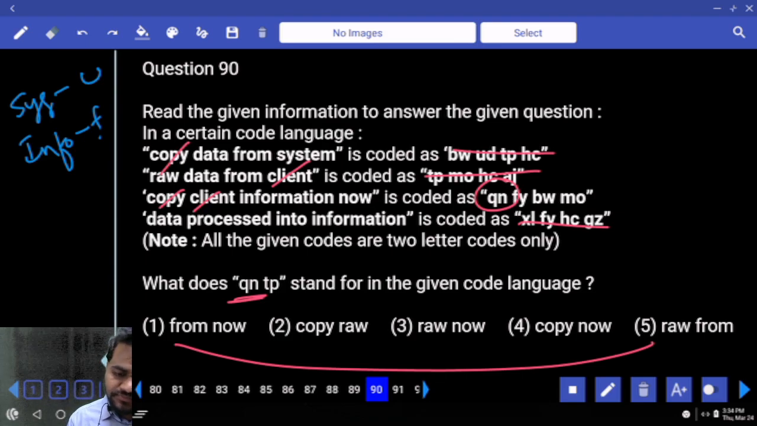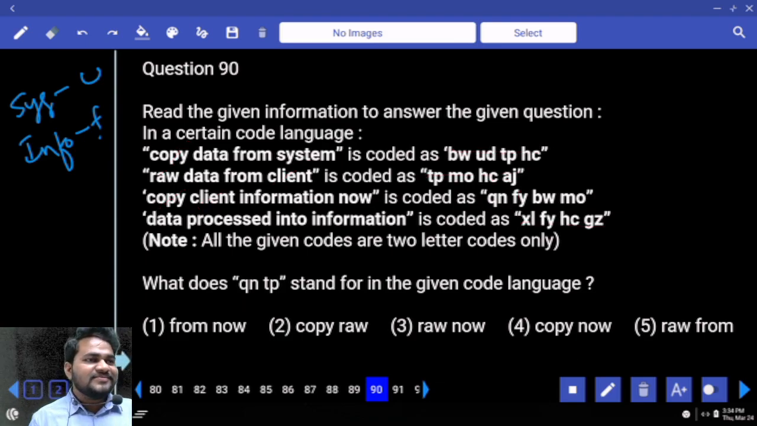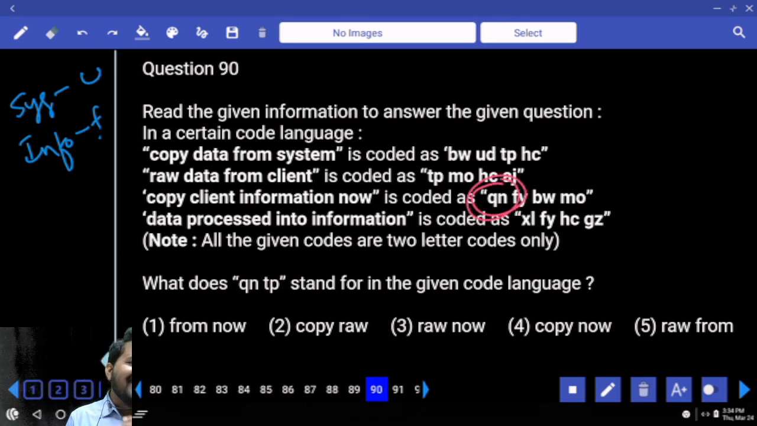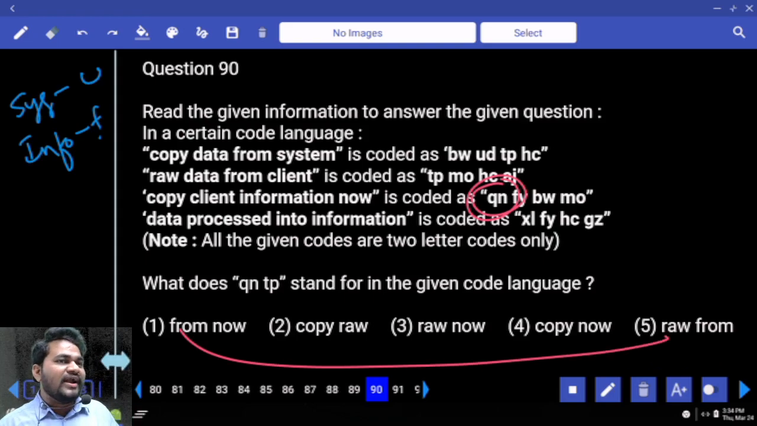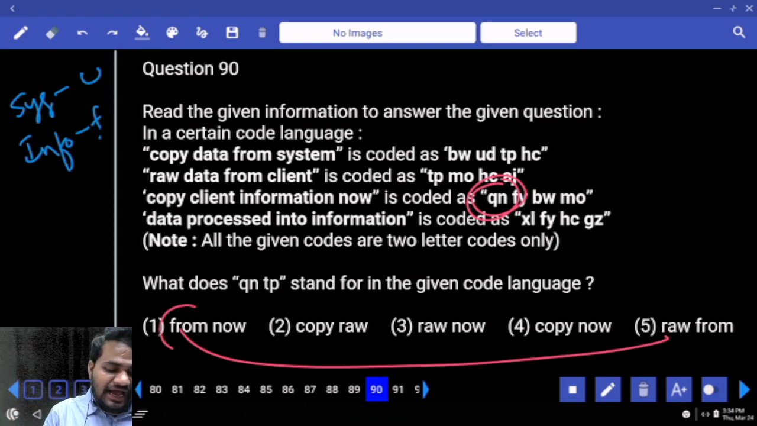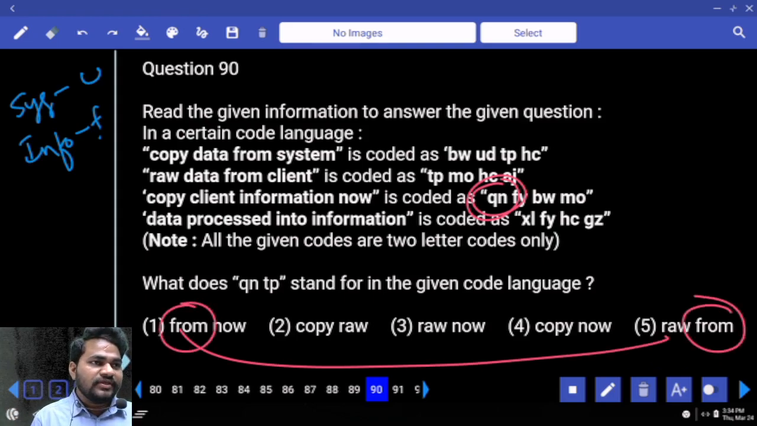Next, right, wait here. QN is available in only the third statement. Already we have decided that the answer will be between 1 and 5. Already we confirmed the word from, the remaining is now, raw.